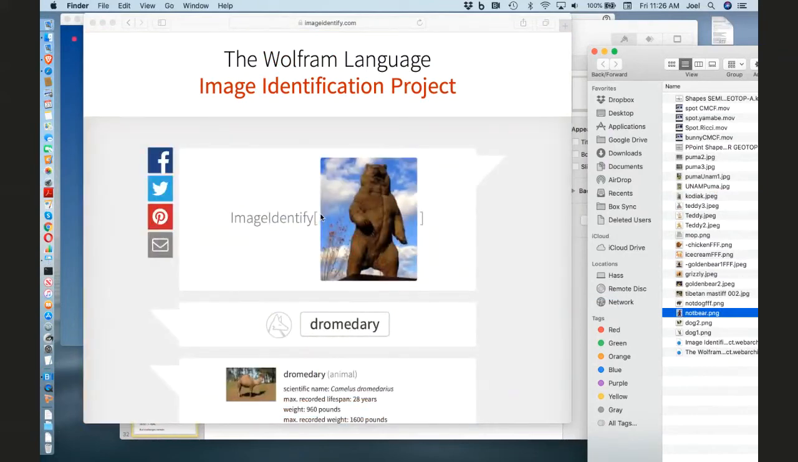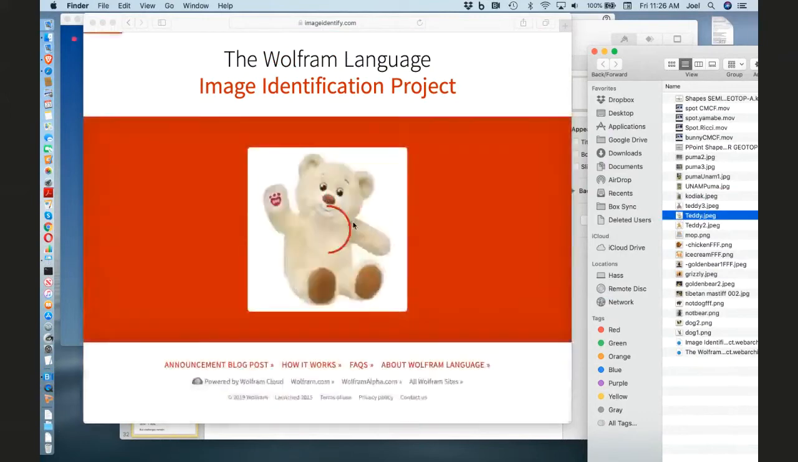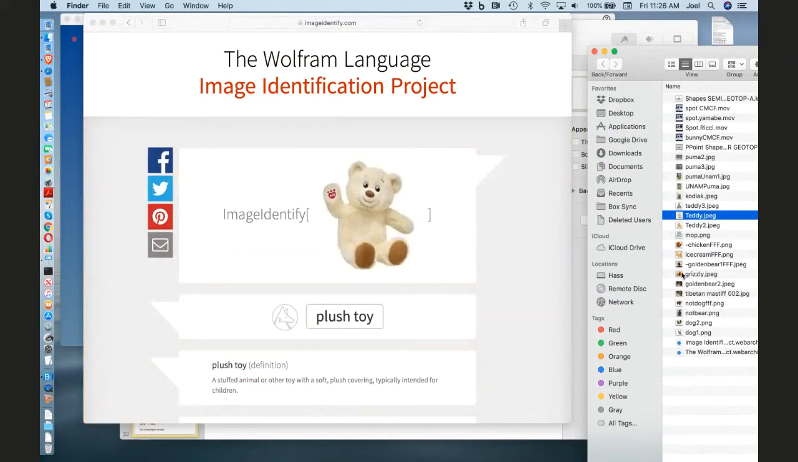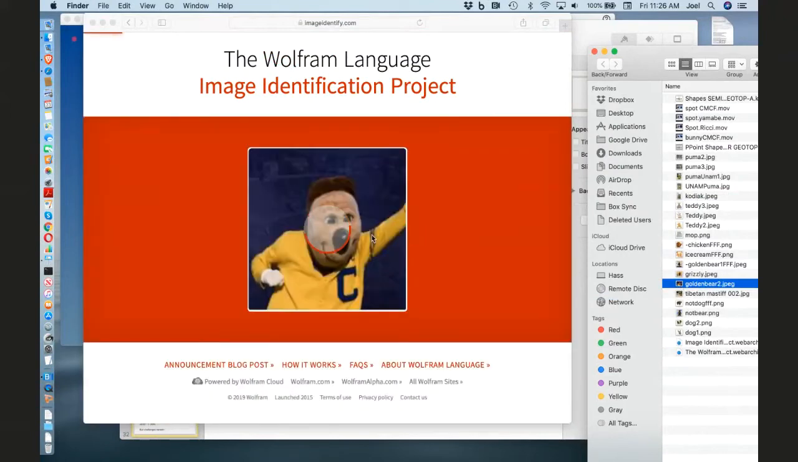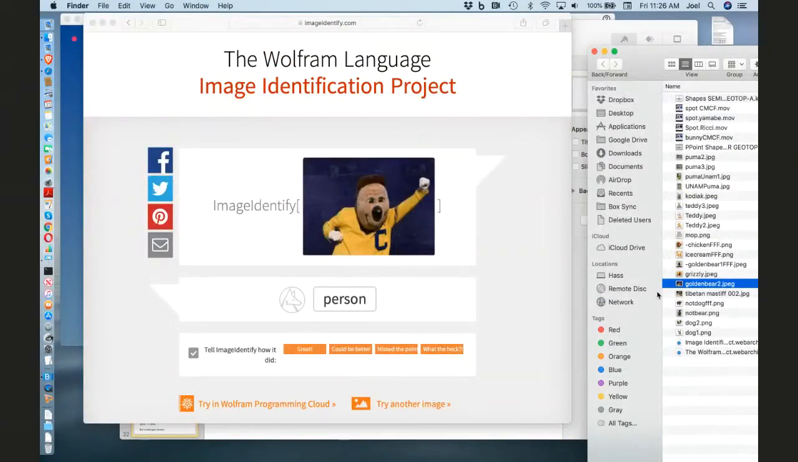But for things that have been extensively analyzed, these things are quite good at recognizing them. It thinks this statue of a bear is a camel, so it's not so good there. Let's try it with some other things. If we take a teddy bear, it does recognize that as a plush toy. But if we take the UC Berkeley mascot, it thinks that's a person. Well, it recognizes that's a person. You could say that's a success.